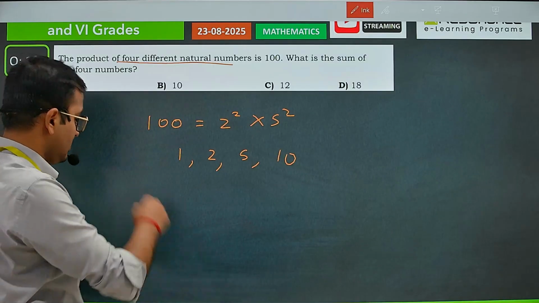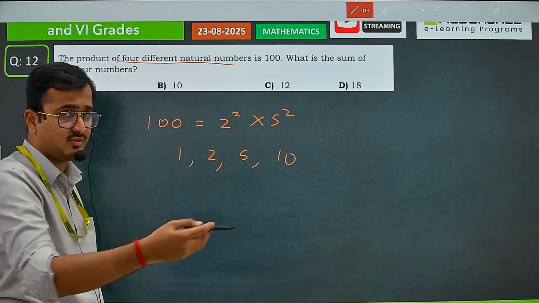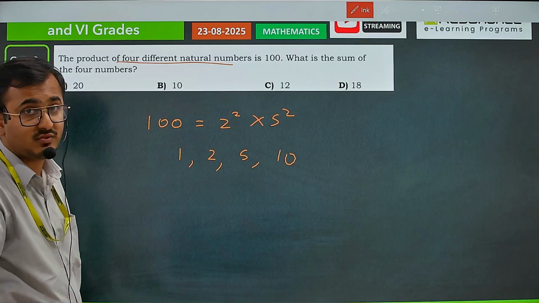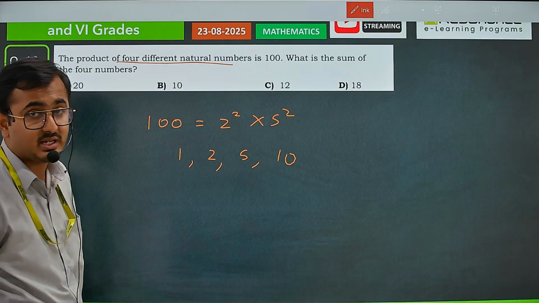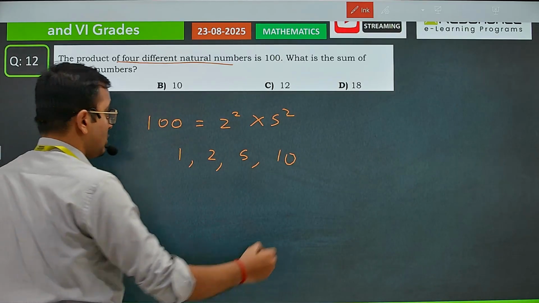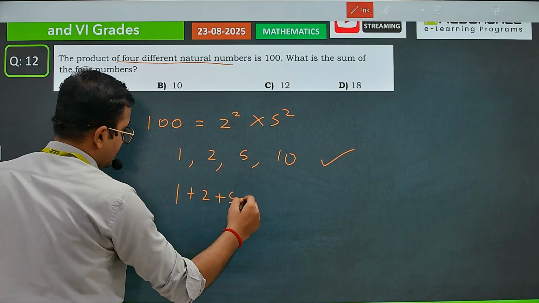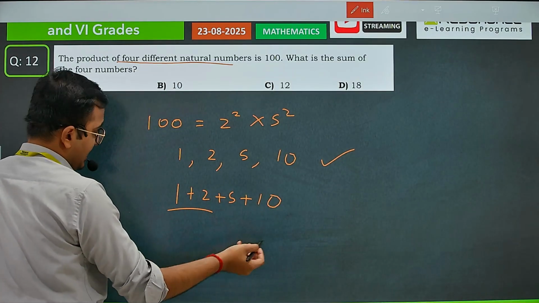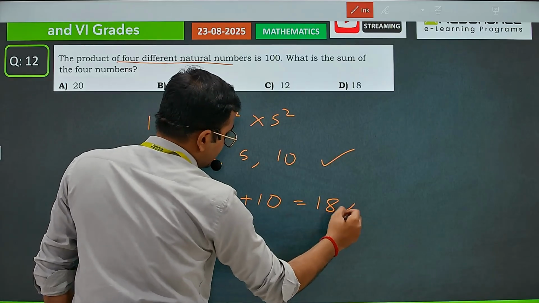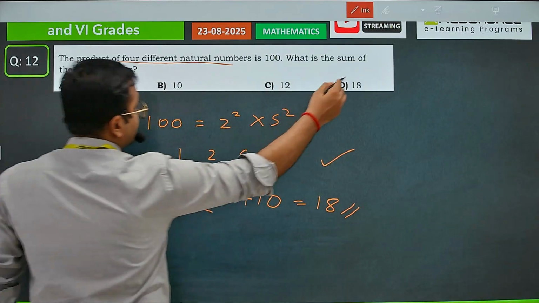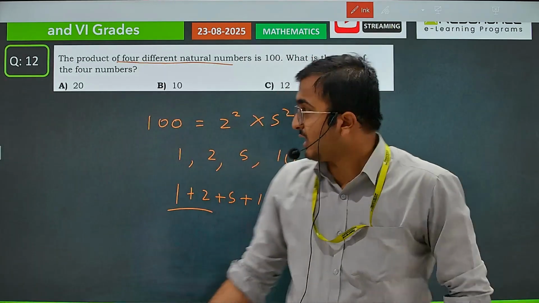If you take any other set of values, it will turn out to have repeats. Let us suppose you are taking 1, 5, 5, 4. Here 5 is repeating, so you can't take that. So this is the only set, and they're asking for the sum: 1 plus 2 plus 5 plus 10. 3, 5, 8, 18 is my final answer. That's option D.